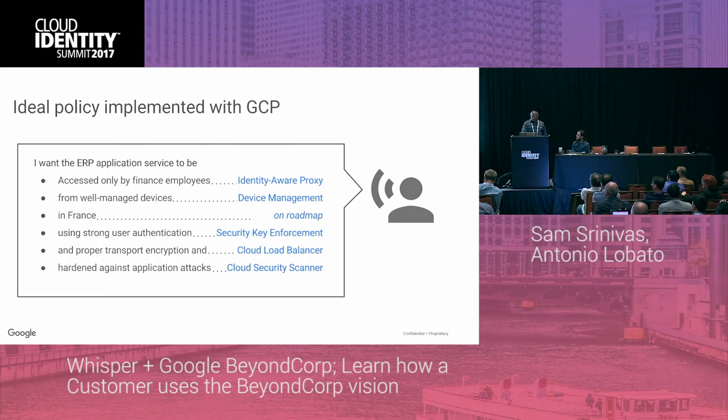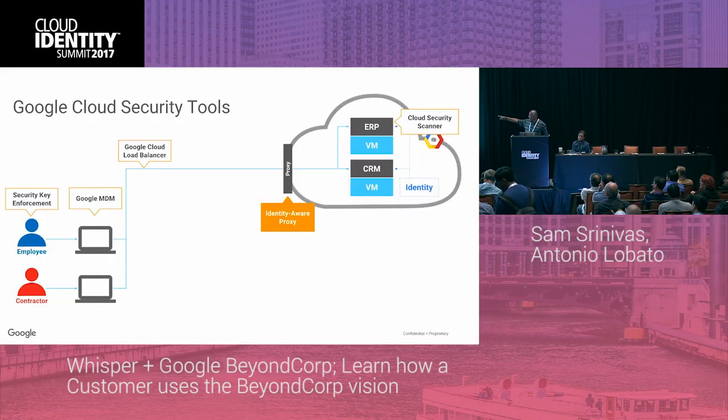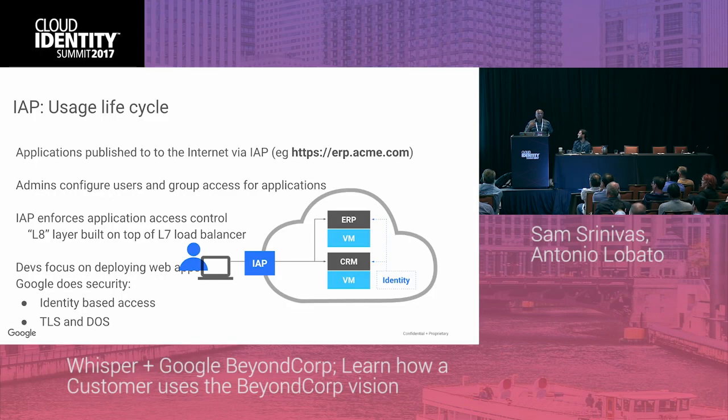So going back to the identity-aware proxy, I showed you these various tools. We're going to focus on this proxy over here, the yellow thing. So this IAP is basically a proxy through which you publish your applications onto the internet. So here is an example.